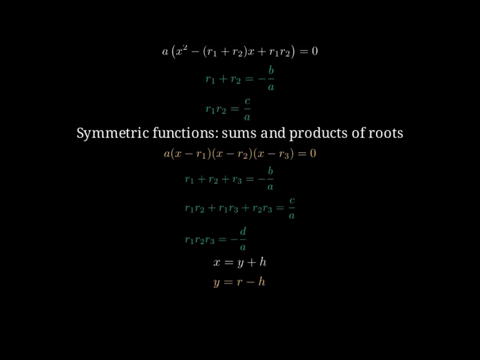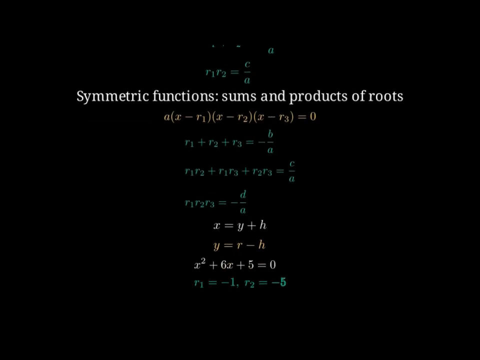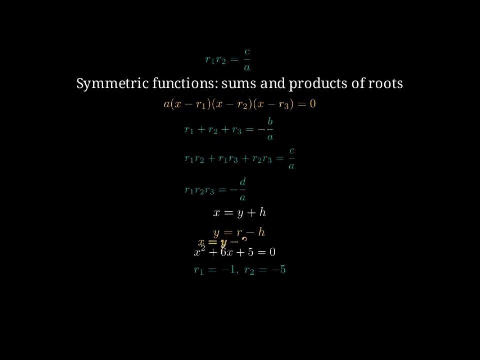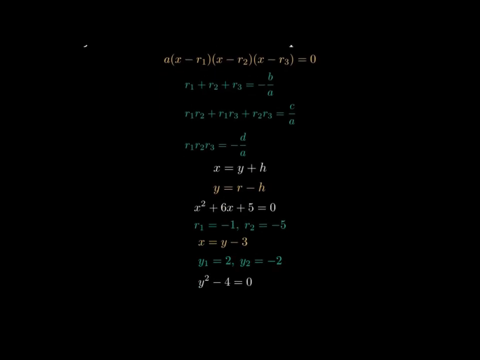Let's do a quick example. Suppose we have x squared plus 6x plus 5 equals 0. The roots are negative 1 and negative 5. If we set x equals y minus 3, we shift right by 3. The new roots become 2 and negative 2. The transformed equation becomes y squared minus 4 equals 0.